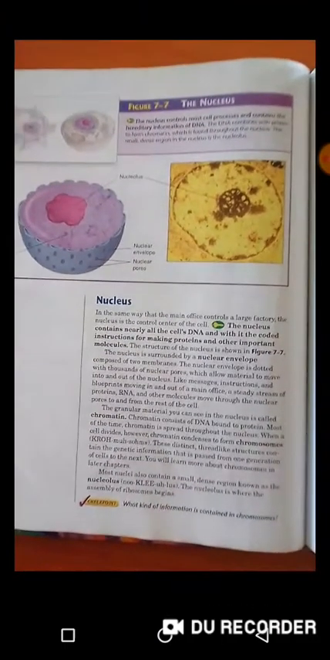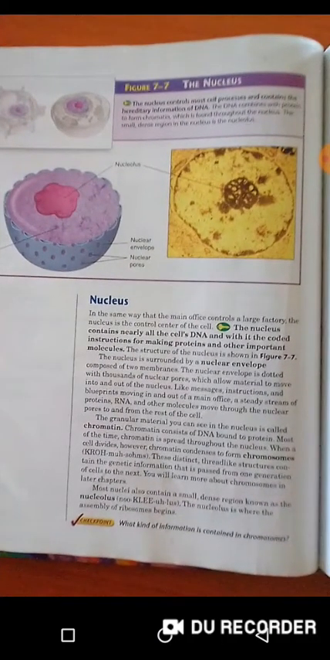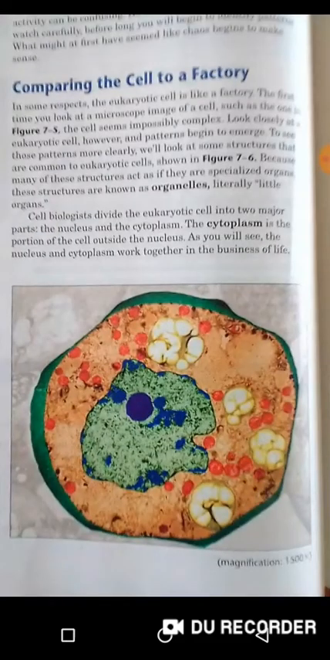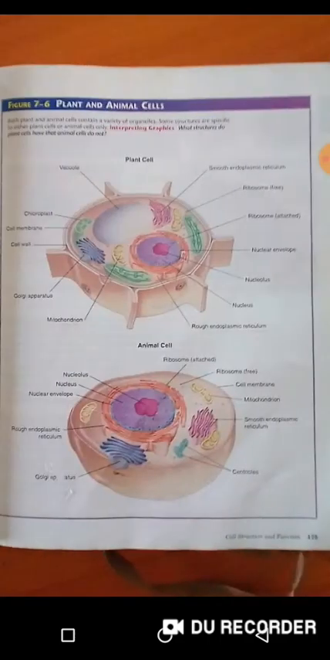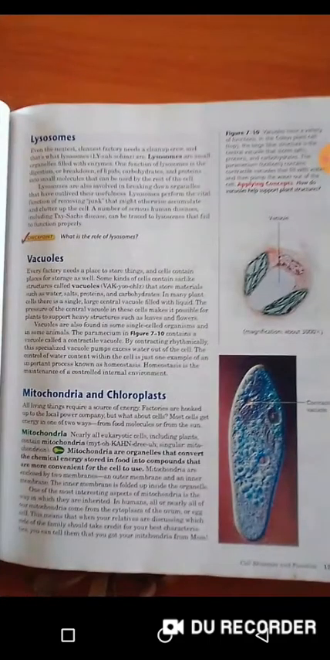When you have summarized, you have to send it to me on WhatsApp so that I can mark you. Send the summaries of the parts of the cells which are already in the pages here. Write the functions of these parts of the cells, then send them to me on WhatsApp. Write the summaries. Thank you very much.